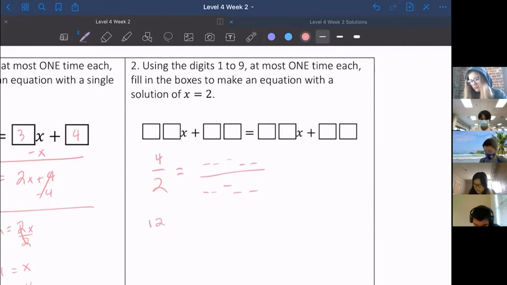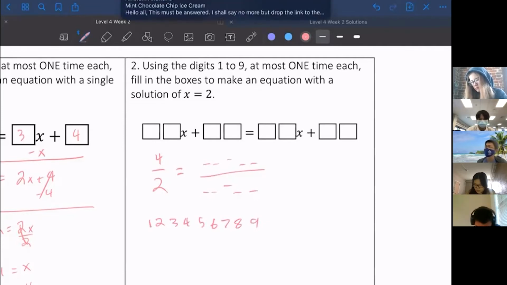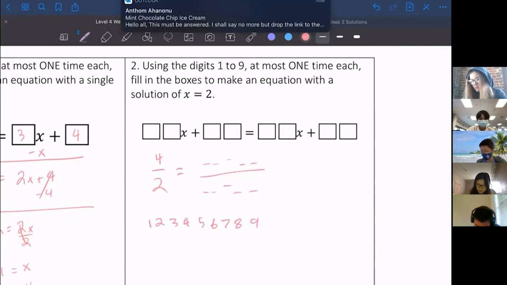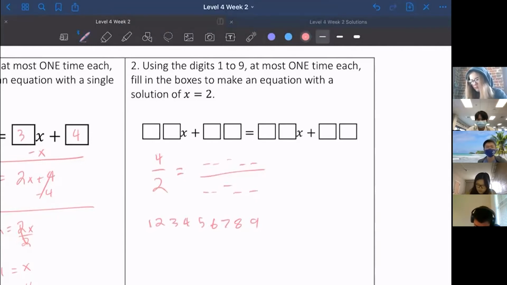I think the best way to do this is by just writing out all the numbers to see the options you have. And to make, wow, chocolate chip ice cream. To make 2, the best thing that I thought of was using 9 and 1, since these are like edge numbers that you probably won't really use for anything else.